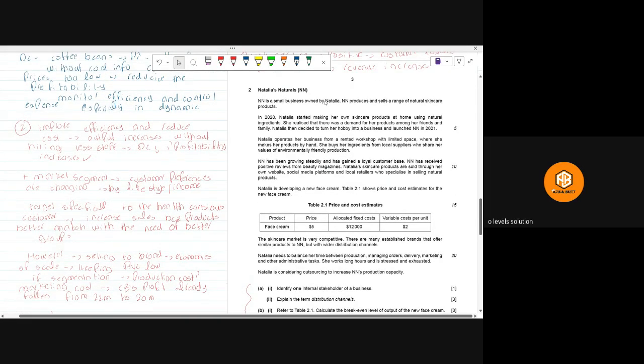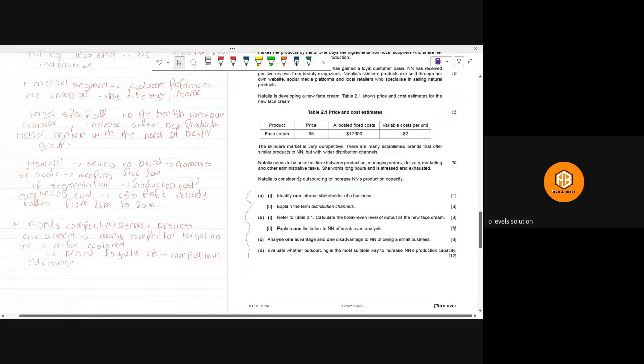Natalia is one of the owners, and she is basically the stakeholder of the business. Okay. Second, they are asking to explain the term distribution channels. Distribution channels are the methods or routes used to get a product from the producer to the final consumer. This is known as distribution channels.